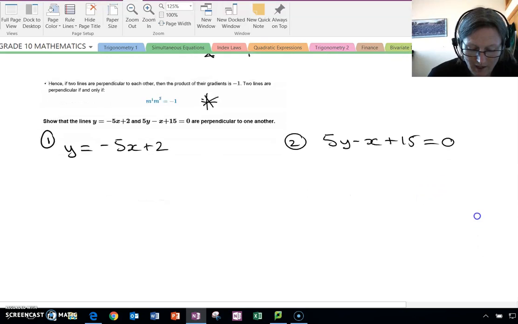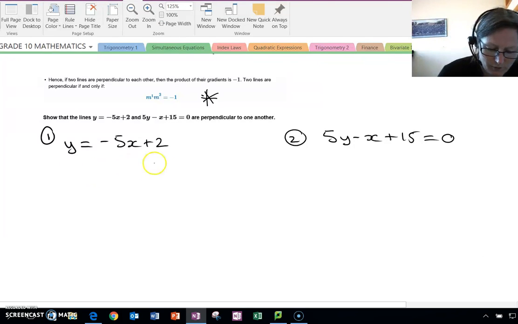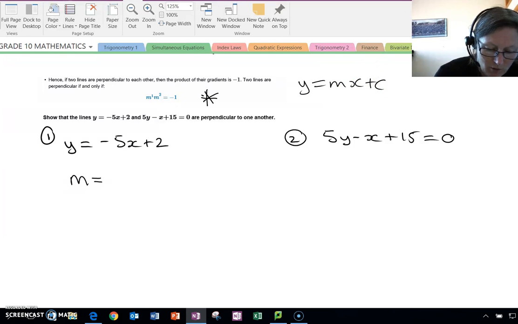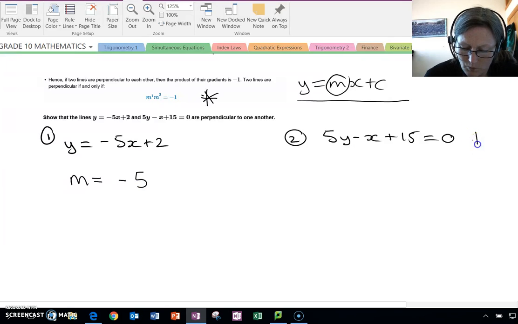To work out if they are perpendicular to each other, we need to find out their gradients. The first line is relatively easy. The gradient is the thing in front of the x, because this line is in the form y equals mx plus c. And if the line is in the form y equals mx plus c, then the m stands for the gradient. So in this case, the gradient of this line is -5. A little more work needs to be done for this second line. It is not in the form y equals mx plus c, so we need to change it into that form.